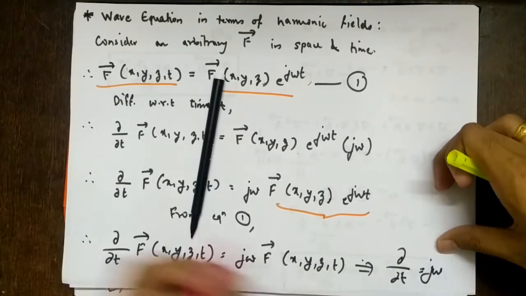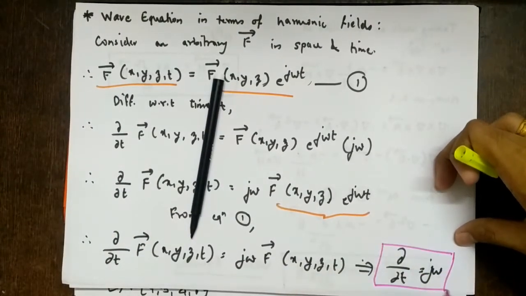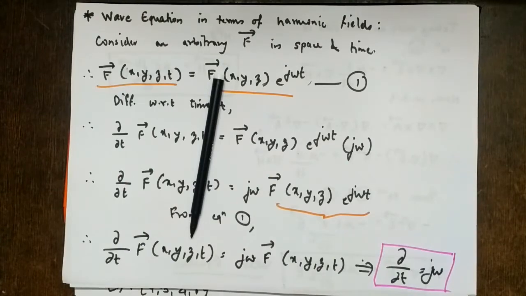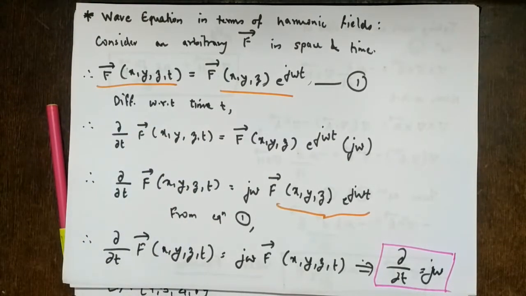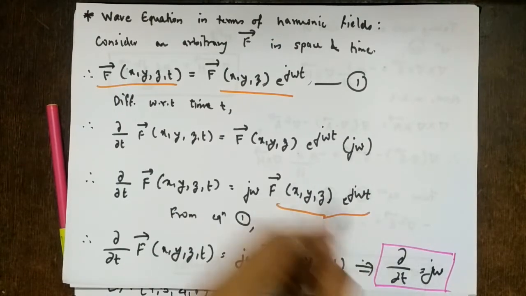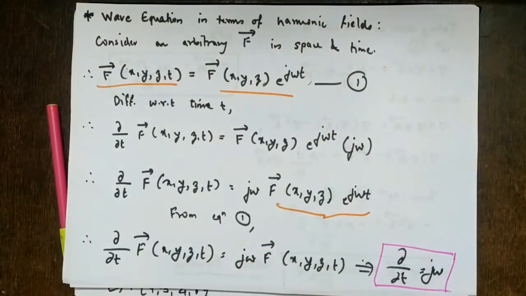So this is very important. You might have seen this in communication subjects also. Your teachers might have told you to replace ∂/∂t by j omega. If you ever wondered why, it is because of this reason. So I have proved that ∂/∂t can be replaced by j omega. So let's go to our wave equation.